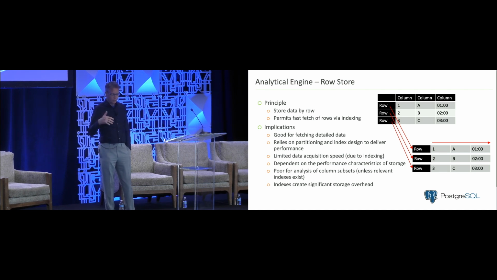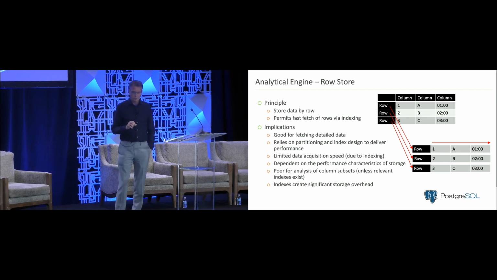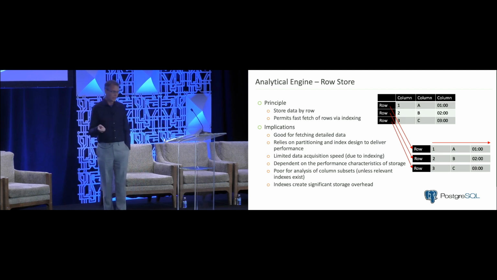If you want to find a row, you generally build indexes on top of this, and you can find them pretty quickly by navigating those indexes. So it's actually good for fetching detailed data when you know what you're looking for. It does rely on the partitioning and potentially index design to deliver that performance. If you have no indexes and you have a table which has got billions or trillions of rows in it, it's going to take a long time to scan that to find the results you want. And because of the indexing, which I'll get into in a bit more detail in a minute, it actually limits the rate at which you can acquire data.